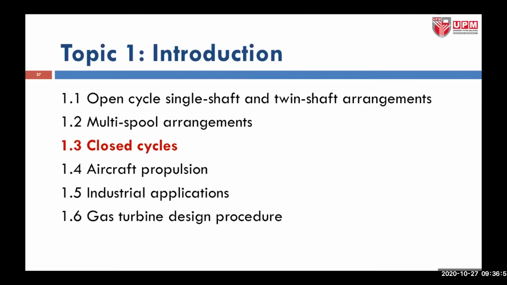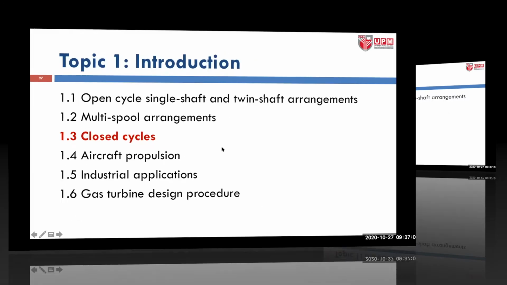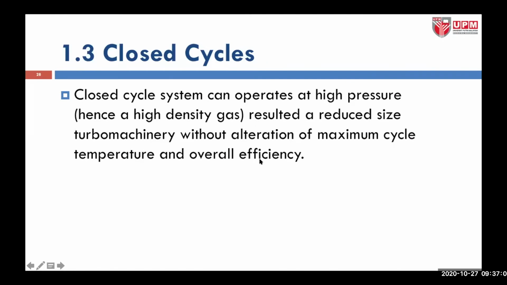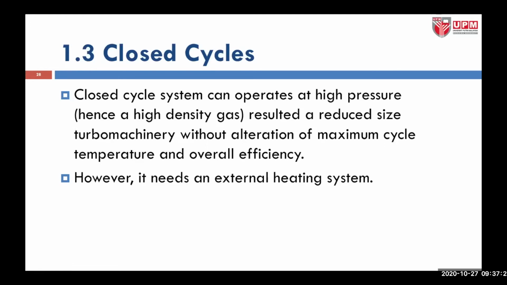Let us go into the subtopic of closed cycle. Earlier, we already looked at open cycle, single shaft and twin shaft arrangement, multi-spool arrangement. Now, let us look into the closed cycles. A closed cycle system can operate at high pressure, hence a high density gas, resulting in reduced size turbomachinery without alteration of maximum cycle and overall efficiency. However, it needs an external heating system, right?